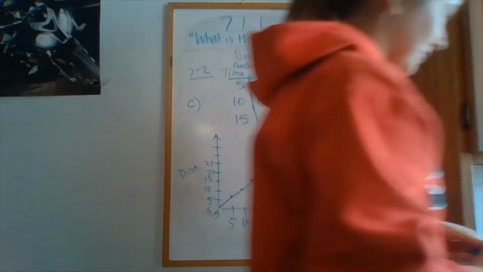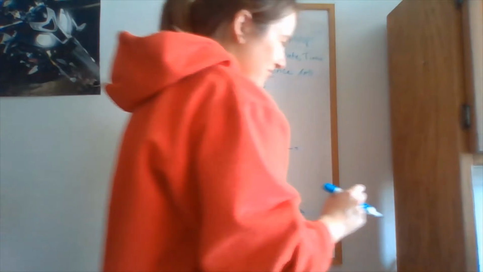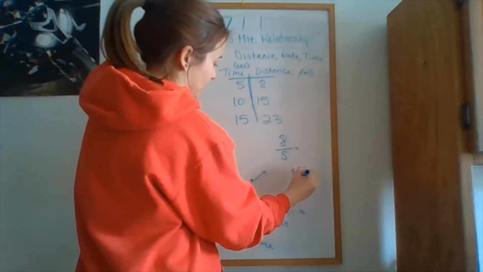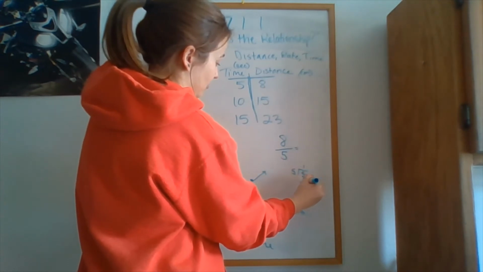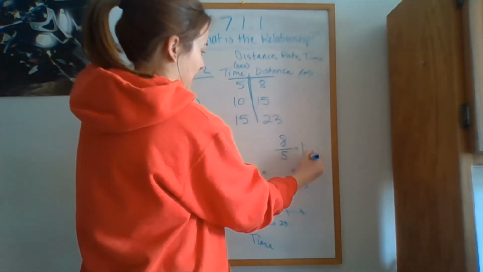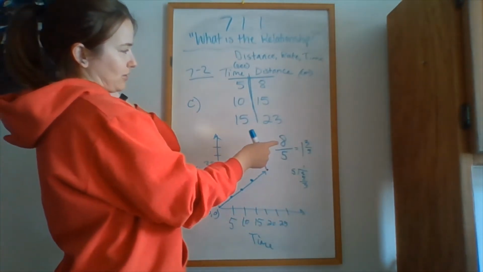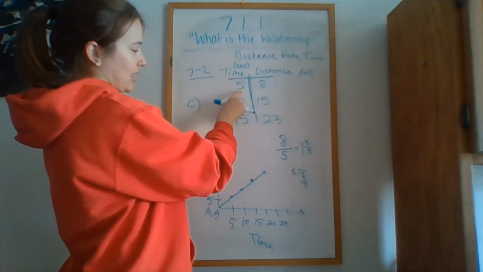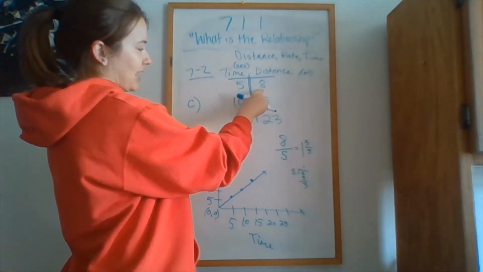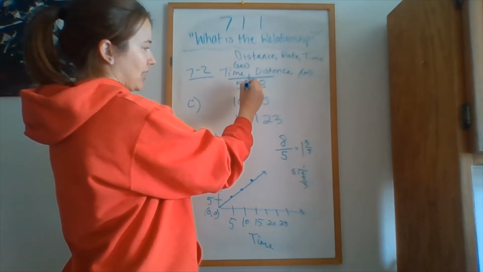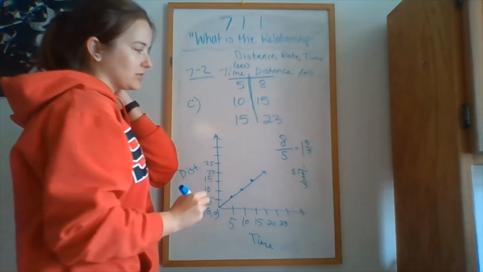I forgot what I got in a decimal, but it would be 8/5, or 1 and 3/5, since 5 into 8 is 1 and 3/5. So that means that 1 and 3/5 is our unit rate. So you're going to multiply by 1 and 3/5 every single time to get from the time to the distance.